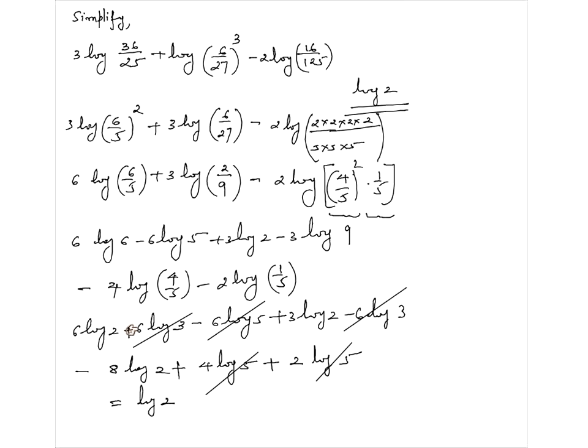Now do the grouping. Four plus two is six. This is six. Six log three, six log three. Now log two, six plus three, nine minus eight. 9 minus 8 is 1. So we have got just 1 times log 2 or log 2 itself. So log 2 should be the final answer. Any questions? Let me know.